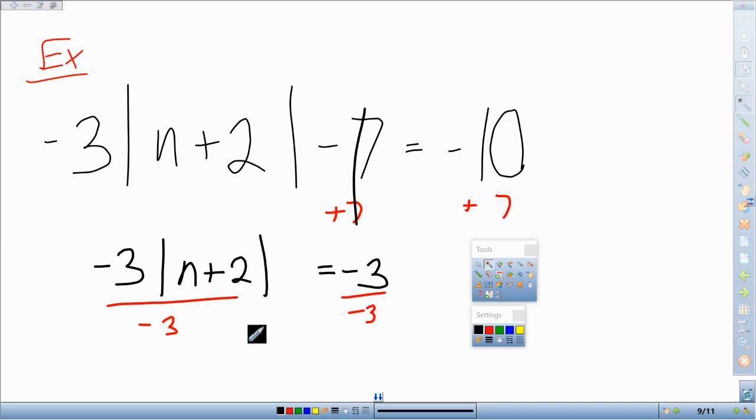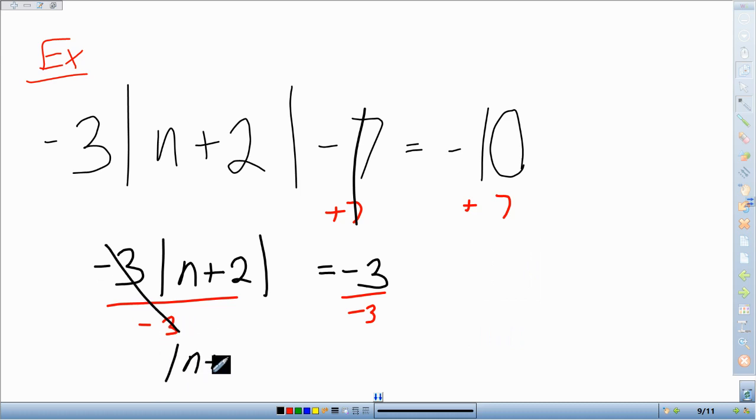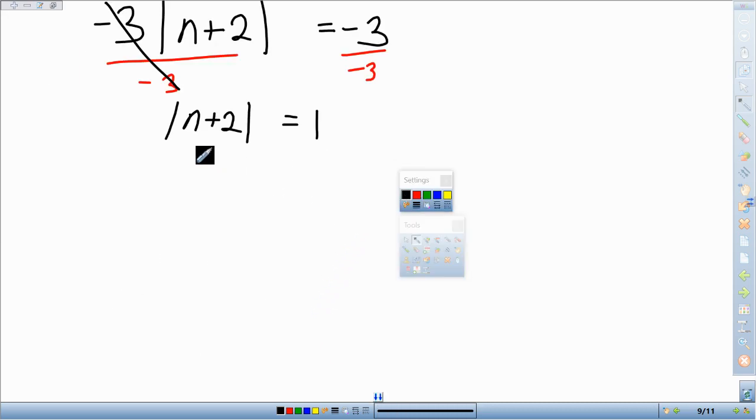Okay, in my brain, I was like, oh, I divided by a negative, I should flip it. But it's just an equation, not an inequality, right? Okay, so they're gone. Absolute value of n plus 2. Don't forget the absolute value bars are still there until we break it into two equations. Negative 3 divided by negative 3 is a positive 1. Okay, now we can go ahead and break this into the two equations.